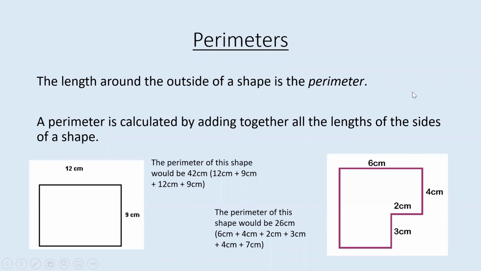To calculate the perimeter: the length around the outside of a shape is called the perimeter. A perimeter is calculated by adding together all the lengths of the sides of the shape.